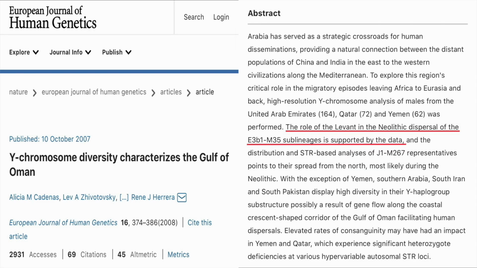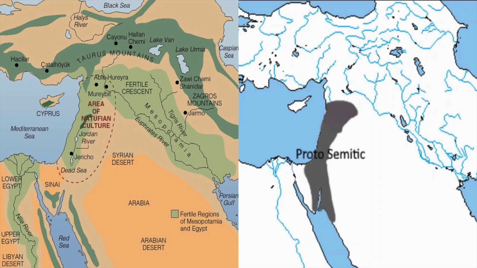And according to Y-chromosome diversity characterizes the Gulf of Oman, it reads, "The role of the Levant in the Neolithic dispersal of the E3B1-M35 sublineages is supported by the data." So haplogroup E-M35 has had a long and ancient presence in the Levant, which happens to also be the homeland of Semitic populations, where Semites will also disperse from the Levant going into Mesopotamia and Arabia.